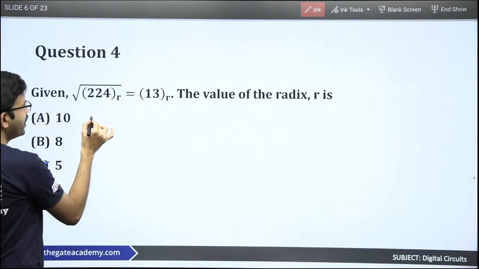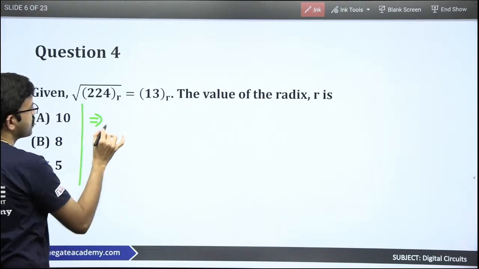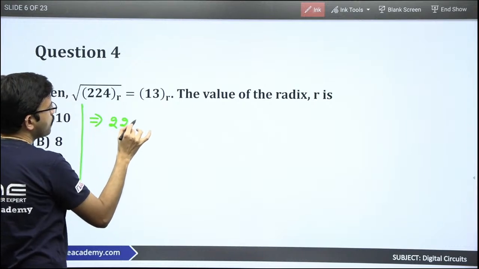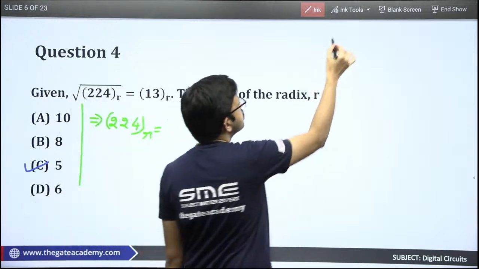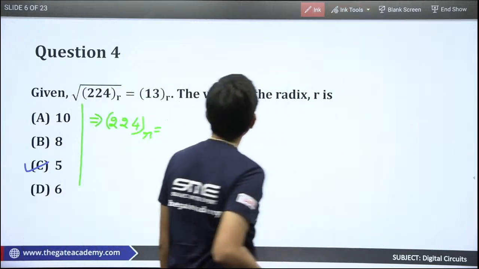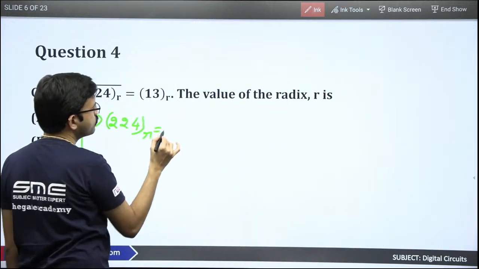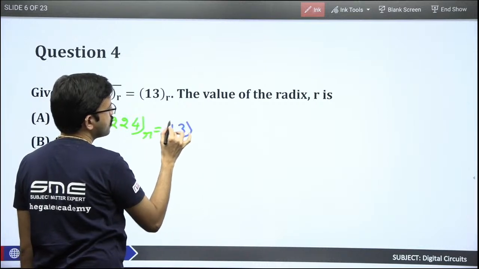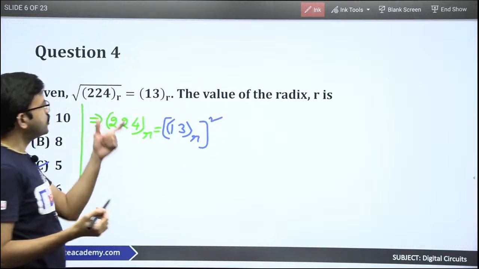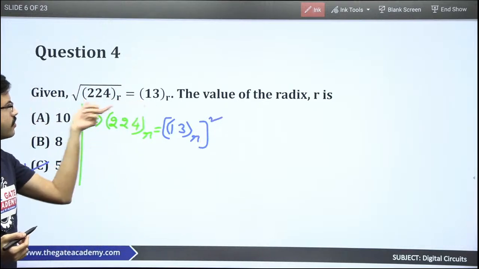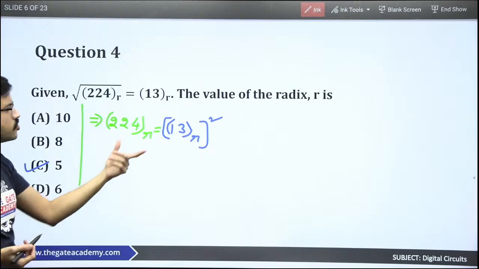Okay, this one we can write like this: 224 base r is equal to the square of this number, 13 base r whole square. Square root of this number equals this one. If you do the squaring on both sides, you will get like this.